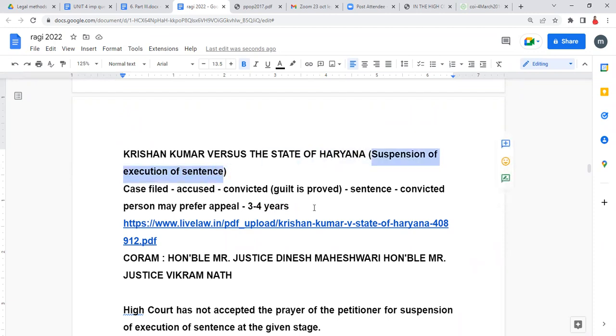As in, my appeal is pending, let the appellate court also decide that yes, I am convicted and this is the sentence that I should undergo. Until that is decided, my sentence should be suspended, as in I should not be given the punishment immediately. I should be released for that particular point in time until the appeal is decided by the court. Relating to that, this person filed the case, Krishan Kumar versus State of Haryana. He filed a case for suspension of execution of the sentence, that until my appeal is pending, there should be suspension on the execution of the sentence the trial court has given.